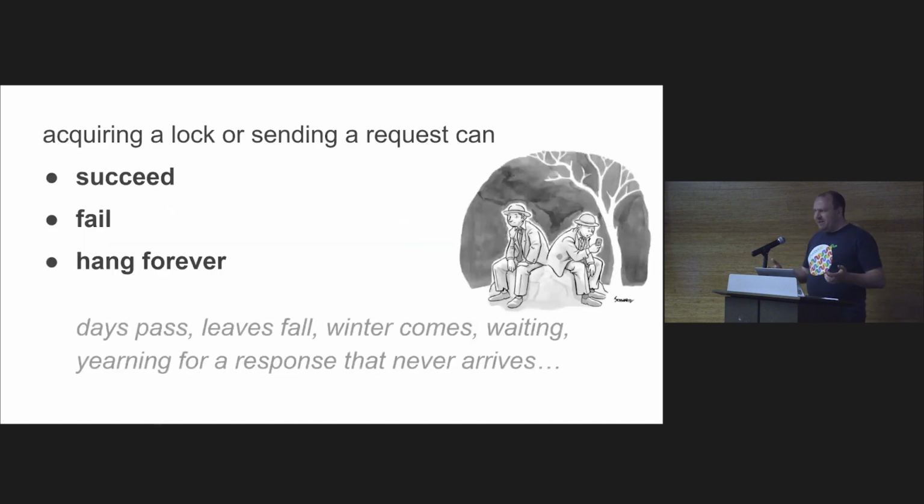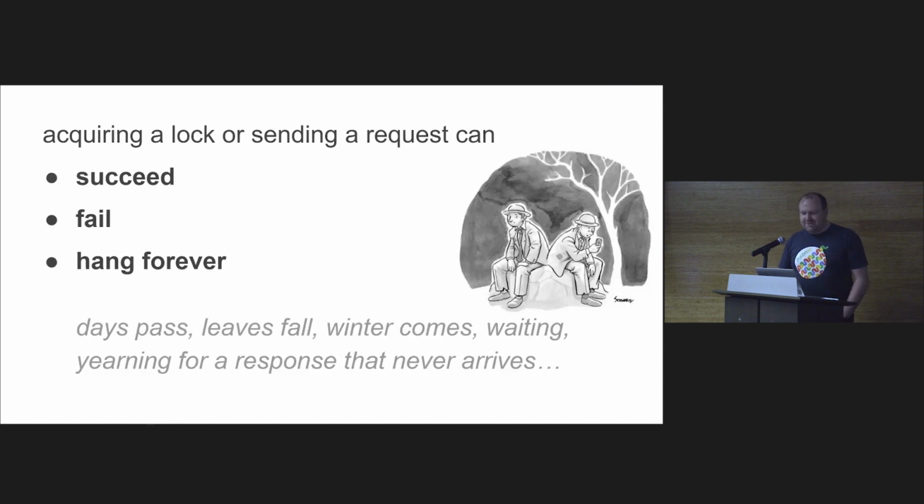But why do we want timeouts in the first place, right? We might be doing something like acquiring a lock or sending a request. And there are basically three things that can happen here. It can succeed. That's the happy path, and pretty much everyone handles the happy path. It can fail, and if we're in a good mood, sometimes we remember to handle the unhappy failure path. But it can also hang forever, right?